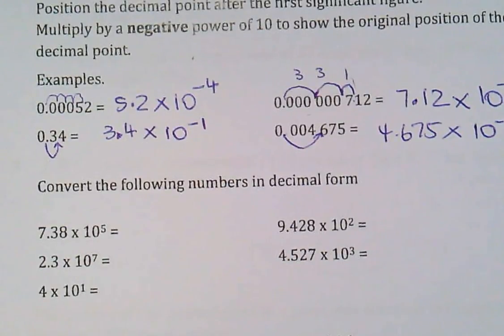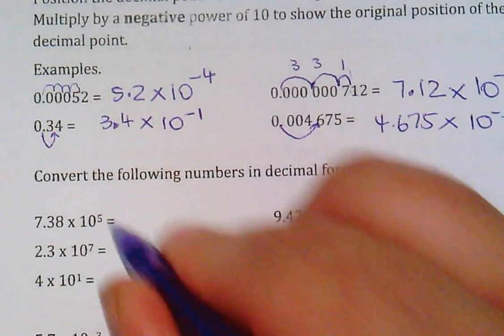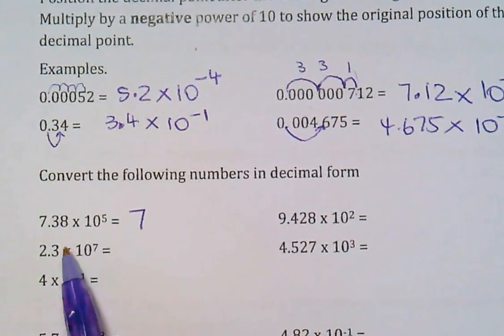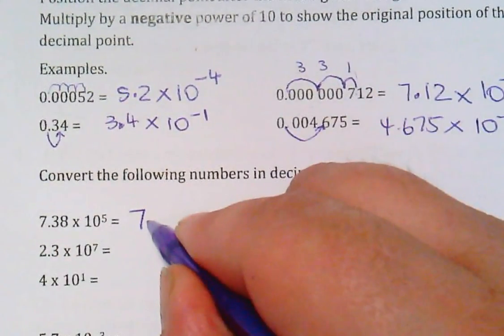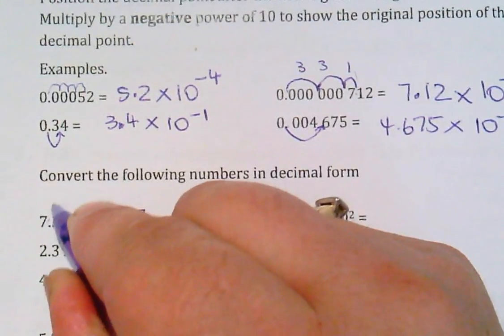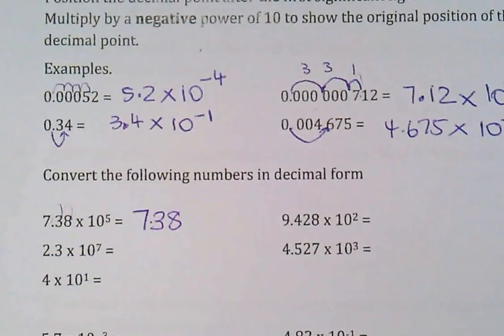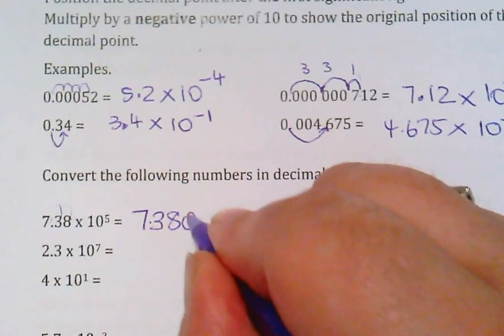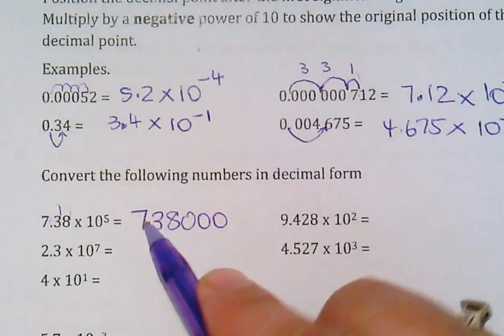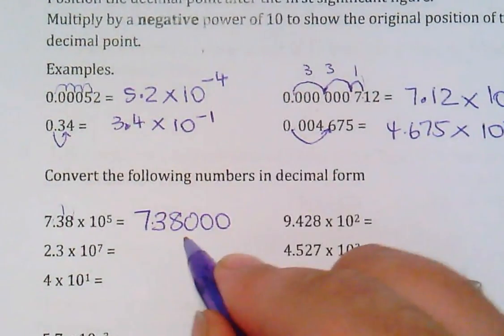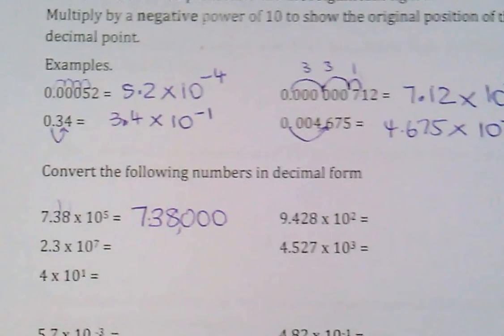Now, convert these in decimal form. Do you know how to write them? How many jumps? Is this a big number or a small number? All right, so you jump how many times? The decimal point's there, go 1 and 2. Now, how do I keep jumping? Instead of keep jumping, what do I just add? 3, 4, 5. So you can see it was there and I went 1, 2, 3, 4, 5. That number is 738,000.